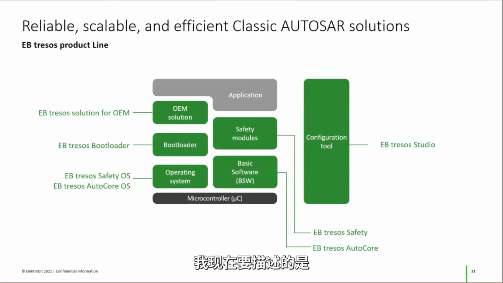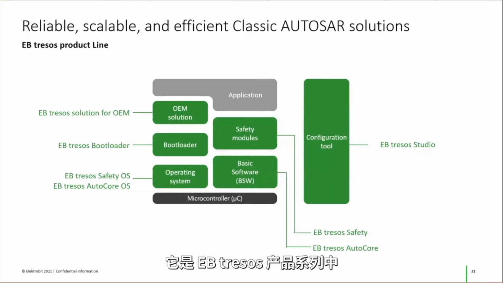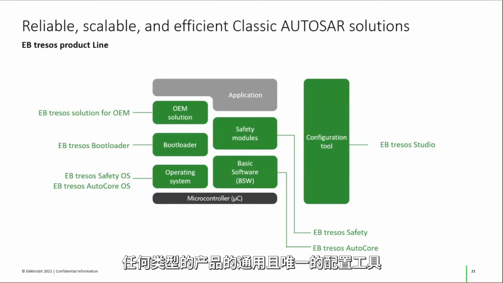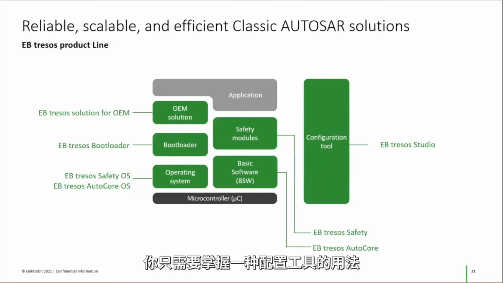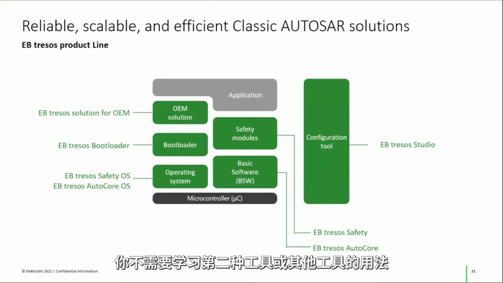And what I described now is software that is running on the microcontroller inside the car. So this is target software, as we call it. And of course, there needs to be the counterpart, where all the configuration is done. So we offer tooling here, which is called the EB tresos Studio. It is the common and only configuration tool for any kind of product inside the EB tresos product line. So there's only the need to learn one configuration tool. It fits for all products that are inside the EB tresos product line. No need to learn a second tool or anything else there.